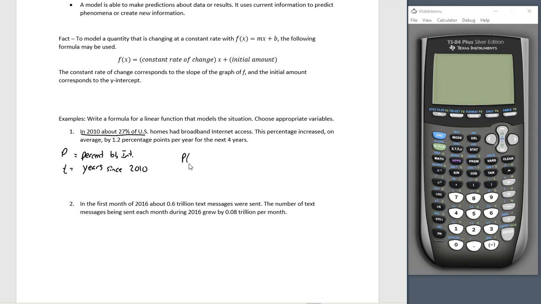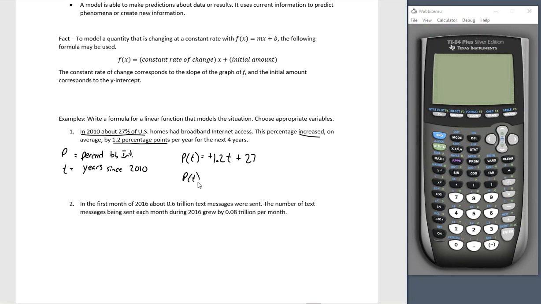So p of t is increasing, so plus, on average, the constant rate of change, 1.2 percentage points, but I'm not going to change that percent into a decimal, and I'll tell you why. Multiplied by our variable, add to that what it was to start, 27. I'm going to write 27 as a whole number, so I know my output is already in percentage form. I don't want to have to convert to get my formula, and then once I find my answer, convert again.